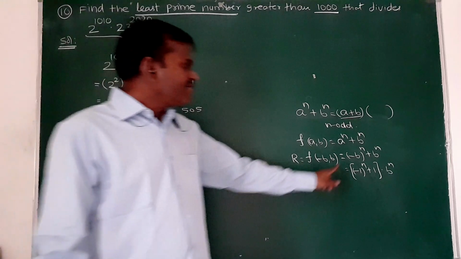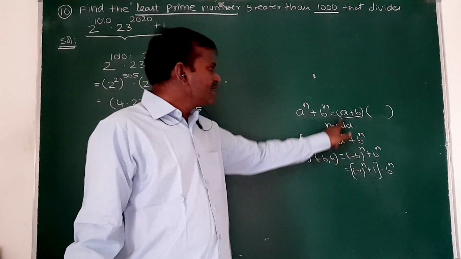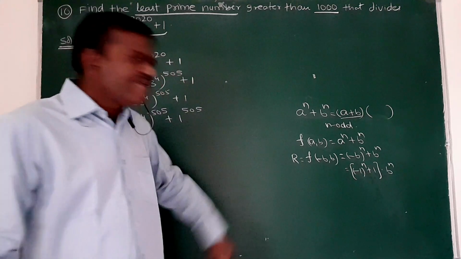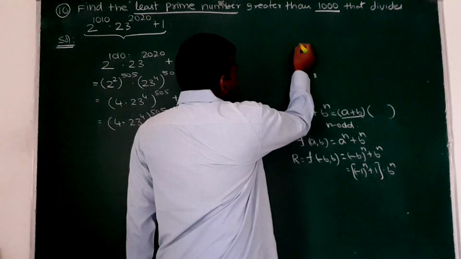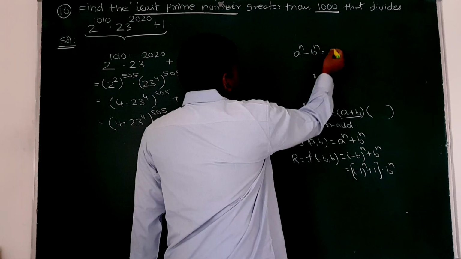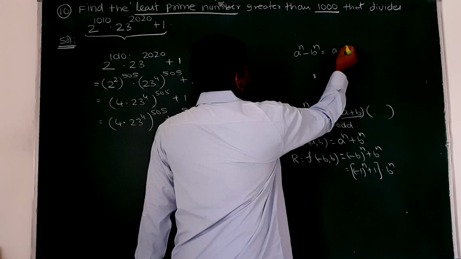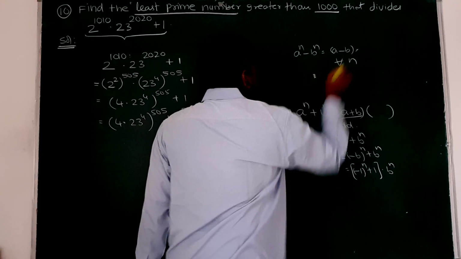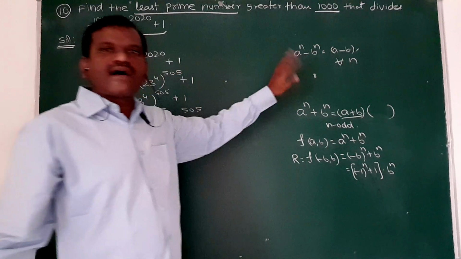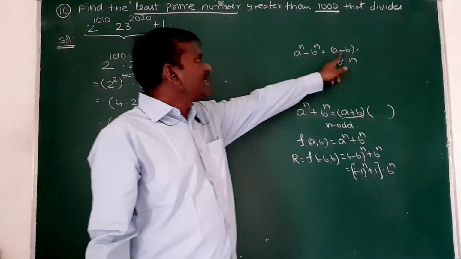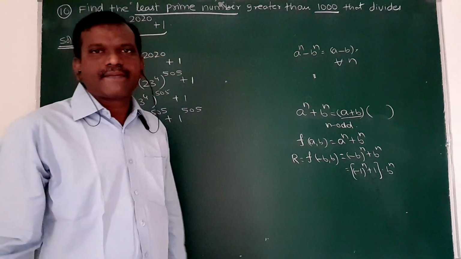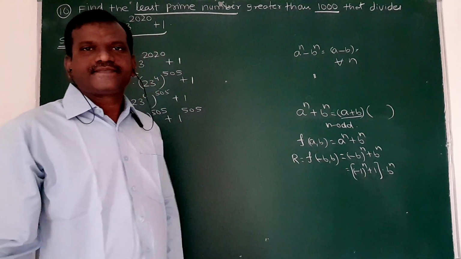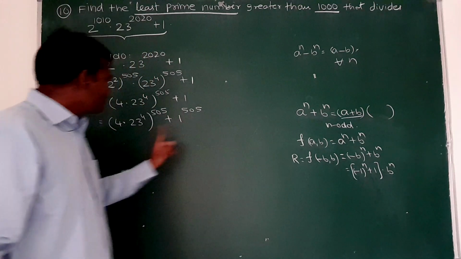So for all odd values of n, a + b is a factor of a^n + b^n. Whereas a^n - b^n has a - b as one of the factors for all values of n. Whether n is even or odd, whatever it may be, a - b is a factor of a^n - b^n. So you have to remember these points. I will use this point here.